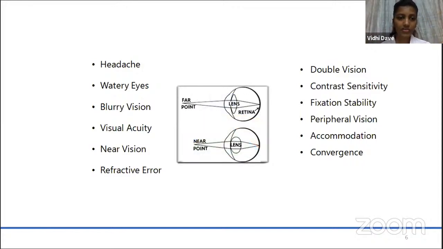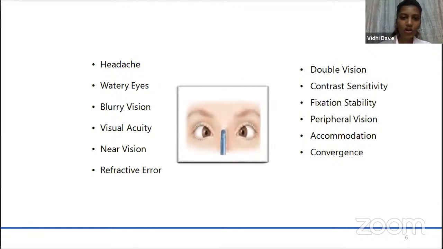Then there is accommodation. It's the ability of the eye to keep changing its focus from something that's near and something that's far present. So changing the focus from near to far and far to near is what we call as accommodation. Then there is something called as convergence. That is when we can adduct both the eyes together towards our nose. That is something we call as convergence.